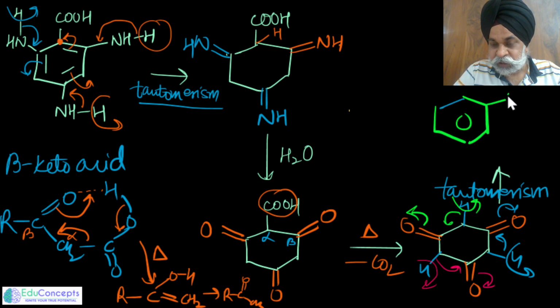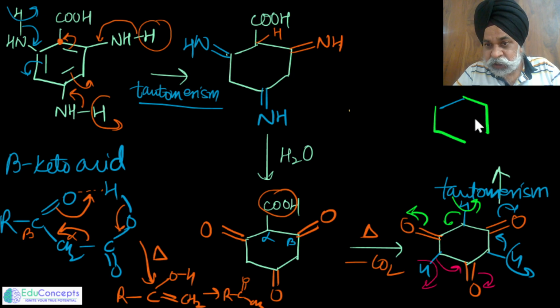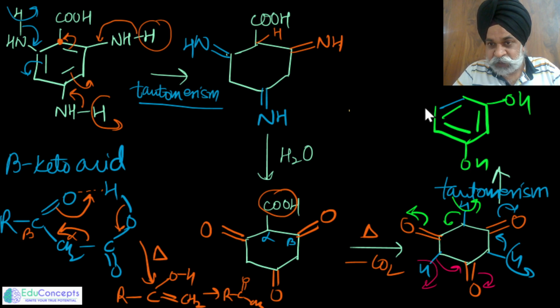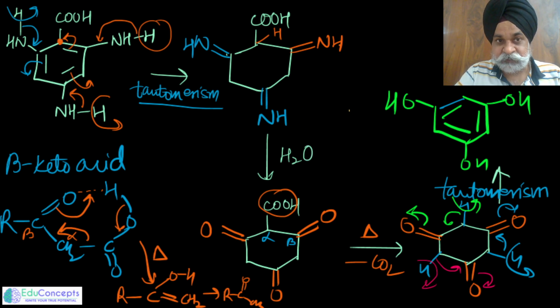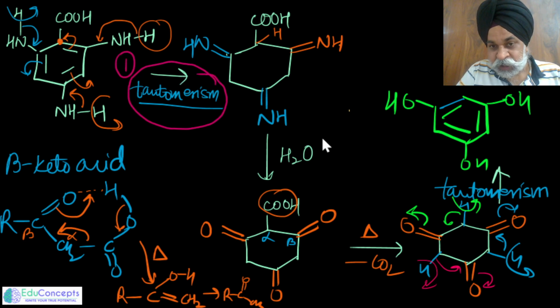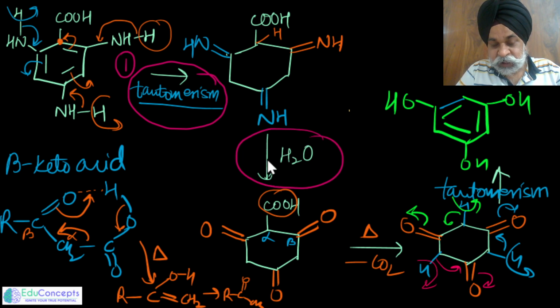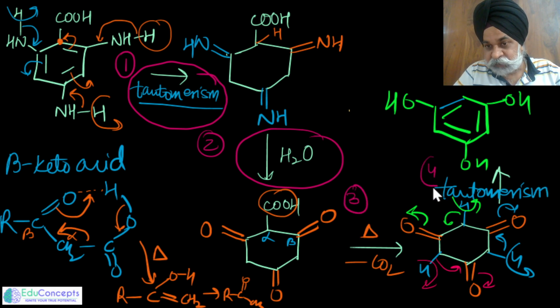So you end up getting a double bond here, and a double bond here. So you would get the compound which they are asking for. So basically, what are the steps we have taken care of? Here the first step is tautomerism. The second step is hydrolysis. Then the third step is decarboxylation, and the fourth step is tautomerism. So these are the four steps we have taken going from starting material to the final product.